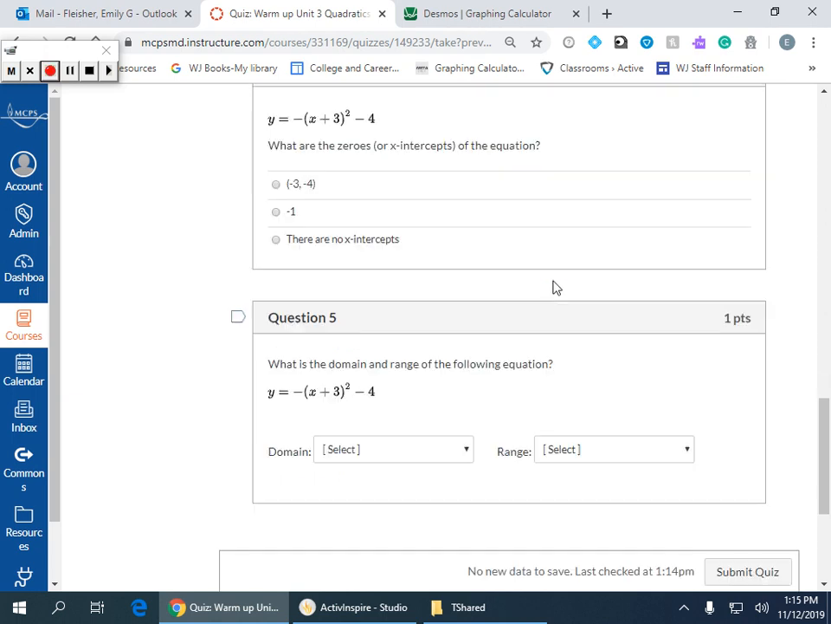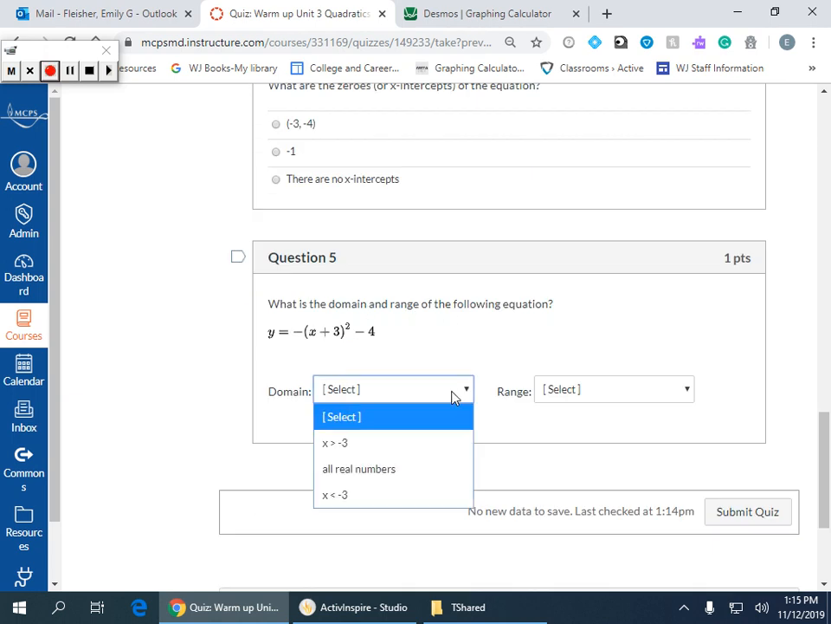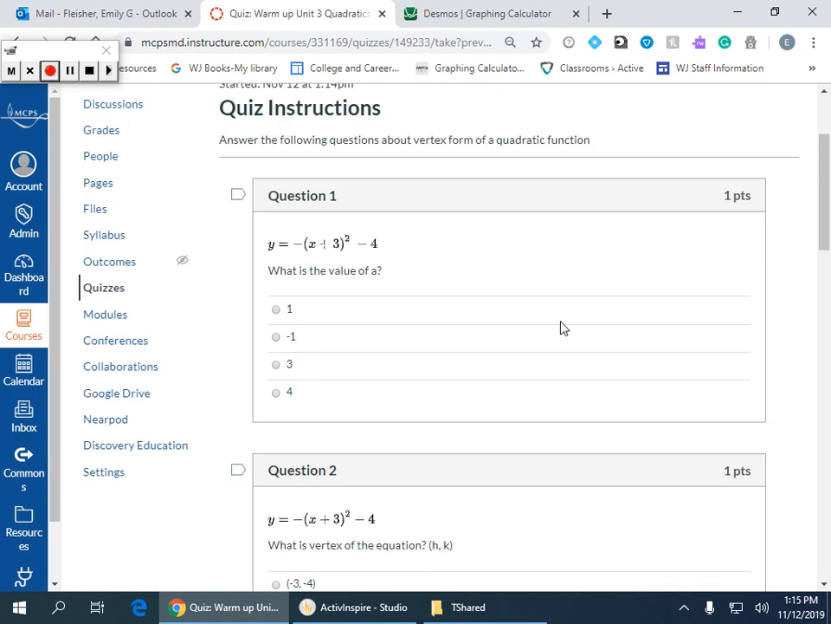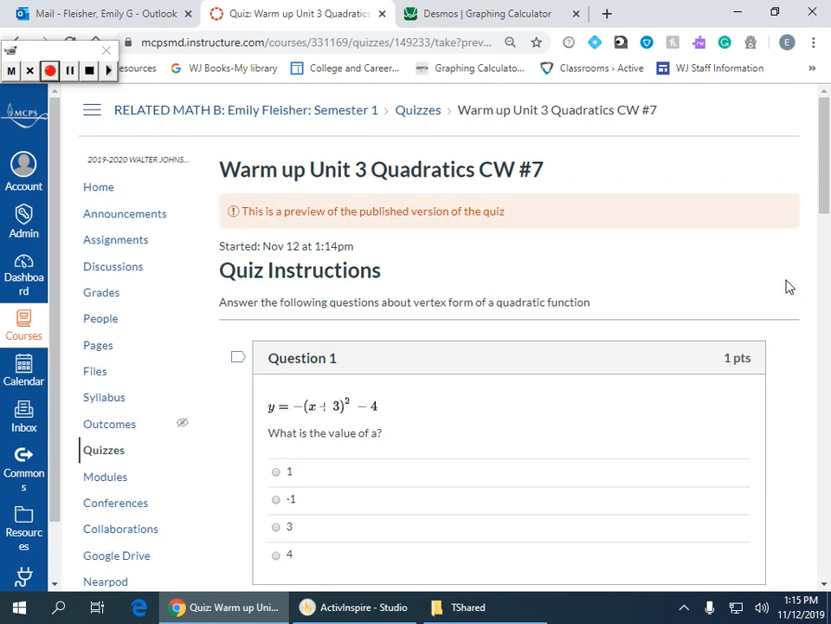What are the zeros and domain and range? Go ahead and select for those. Go ahead and do that now. Pause this and you can come back when you're ready.